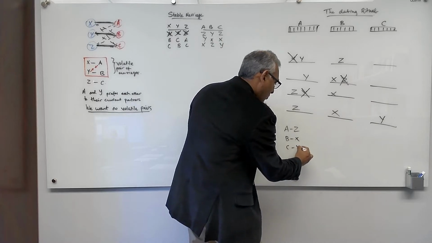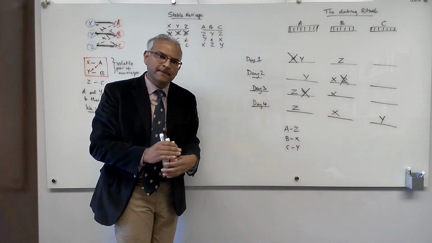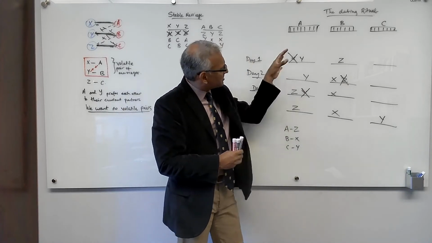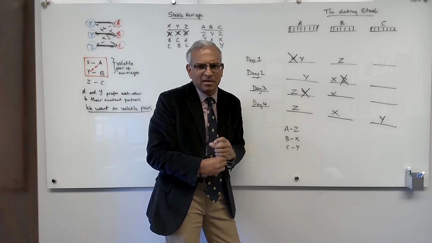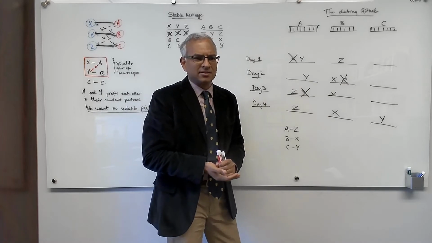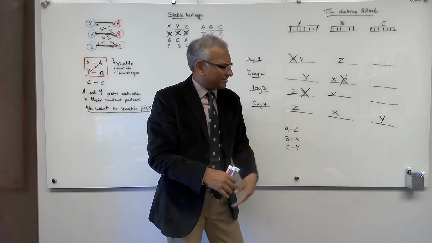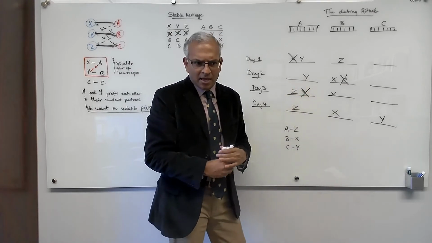And so we found the set of marriages, okay, A to Z, B to X, and C to Y. Okay, so couple of things. The first thing is that this dating ritual should look eerily similar to what goes on today in the dating circles and what went on 500 years ago and what has been going on for millennia. This is the way boys date girls.